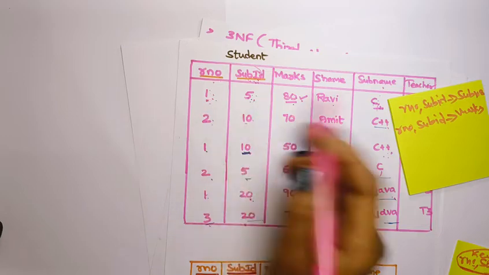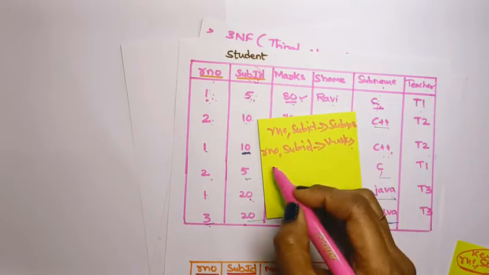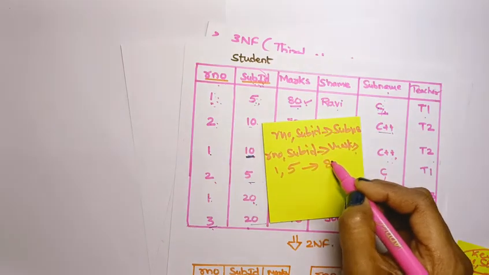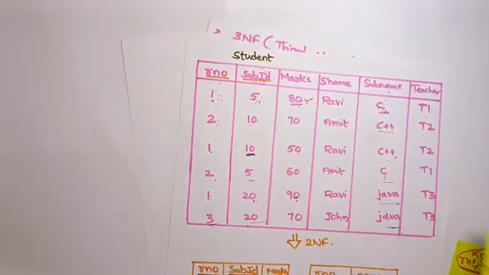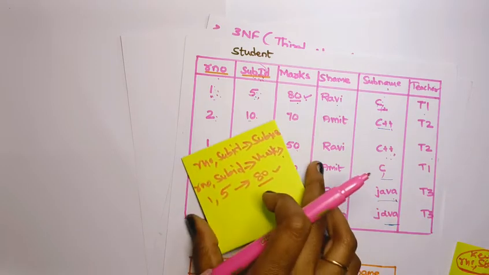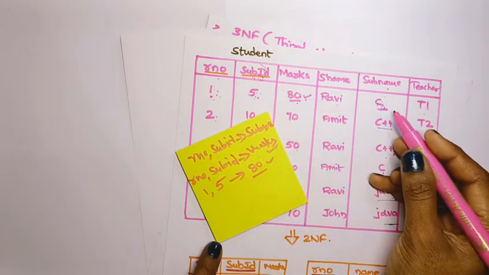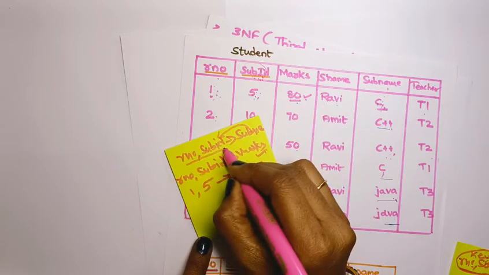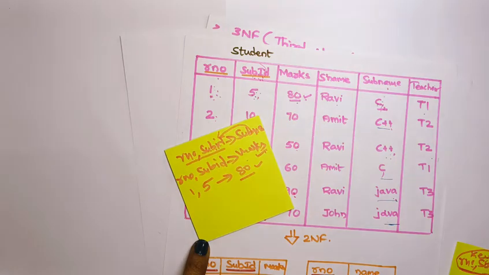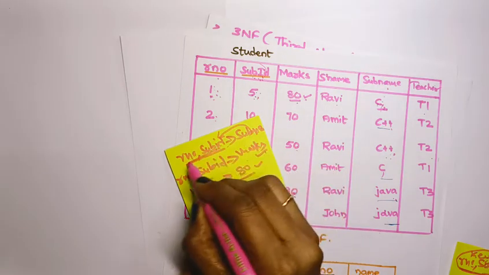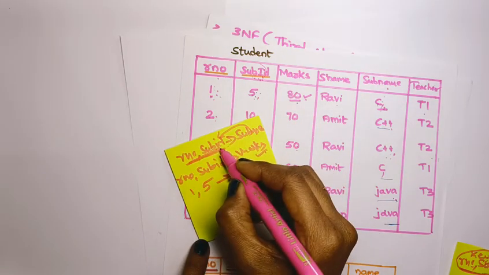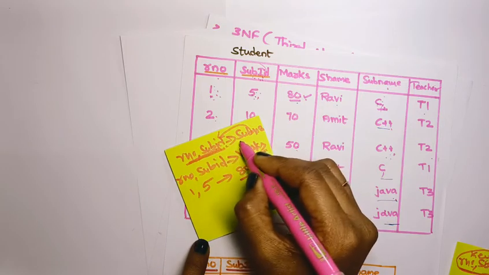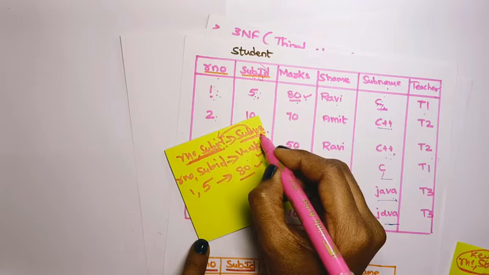But with roll number and subject ID, you can identify the marks. Yes, roll number 1, subject ID 5 means he got the marks 80. Like that you can tell. So here, subject name is completely depending on the roll number and subject ID. These roll number and subject ID are the keys, prime attributes, and prime attributes determine the non-prime attribute here.